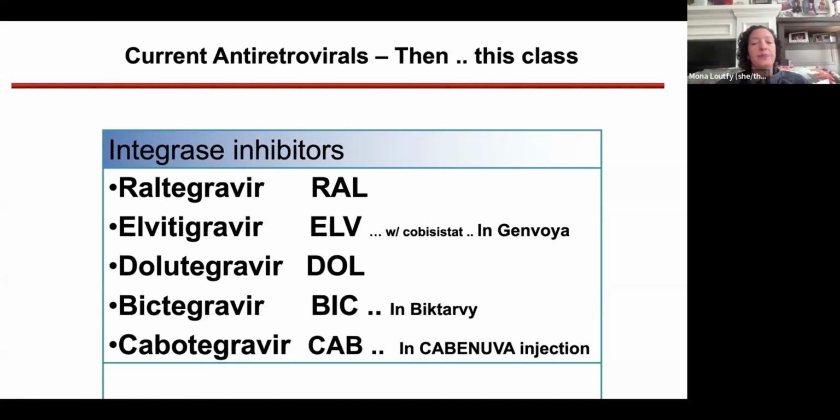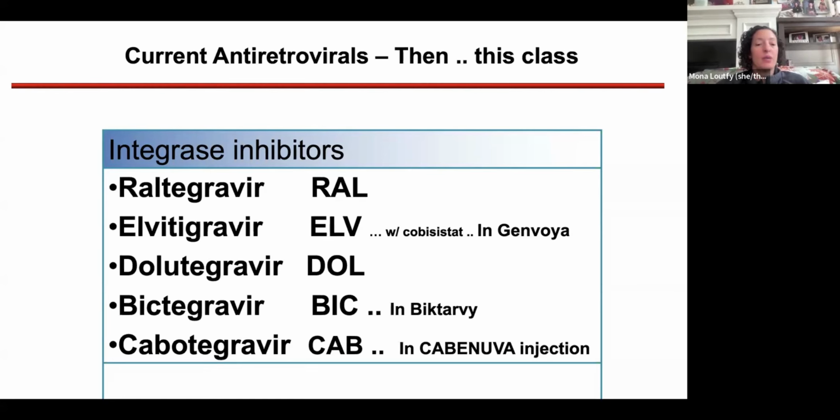One's called Genvoya, which has TAF and FTC, elvitegravir and cobicistat. And then the older one is Stribild, which had TDF instead of TAF. We don't use it a lot anymore. I like it because it's very well tolerated. But then the next one to come out was dolutegravir. The trade name is Tivicay, and it comes in a few single tablet regimens.